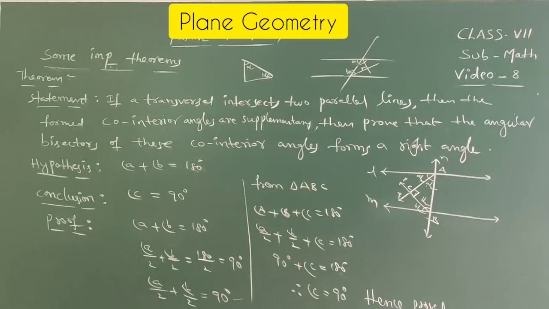So angle A plus angle B equals 180 degrees, as given. Dividing both sides by 2, we get A by 2 plus B by 2 equals 90 degrees. From triangle ABC, A by 2 plus B by 2 is 90, and the other angle C is also 90 degrees. That is our required proof.